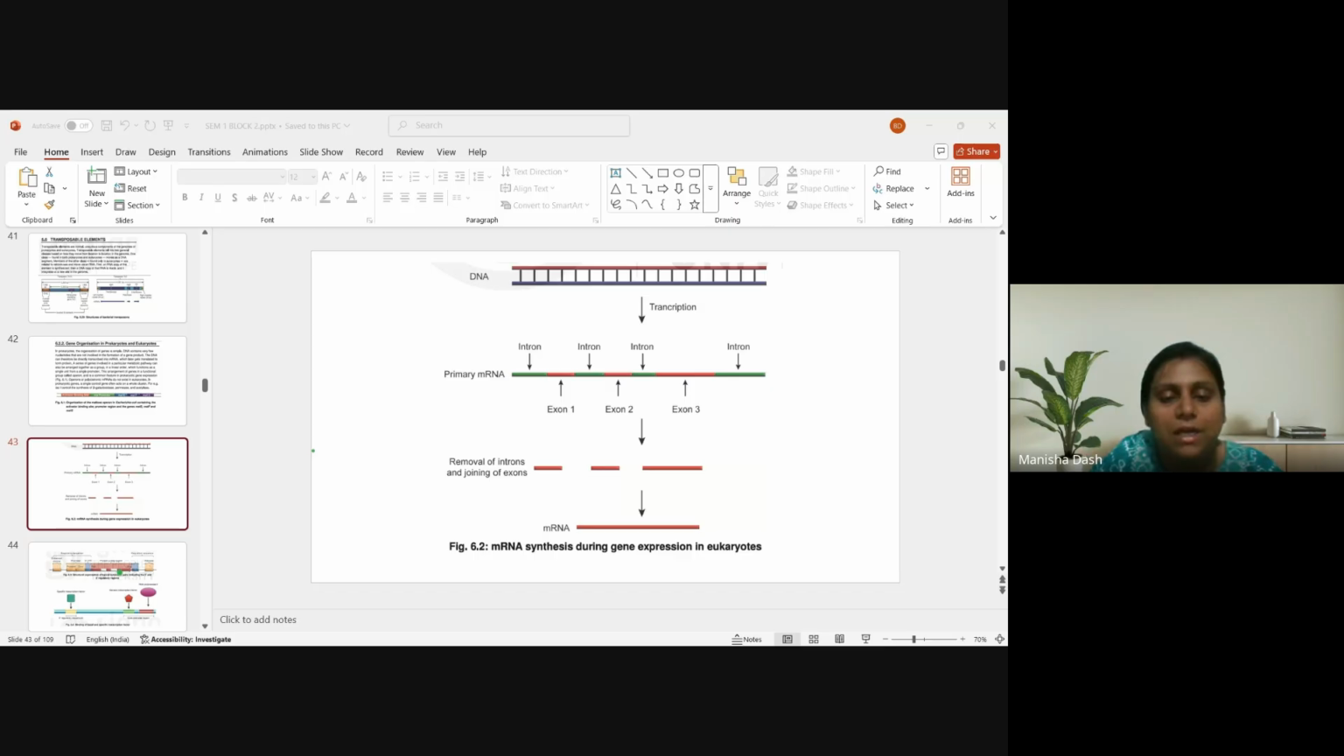As the eukaryotic gene is a combination of exon and intron, the introns do not have any codon, so they need to be removed from the final mRNA product by a process called splicing, mRNA splicing.